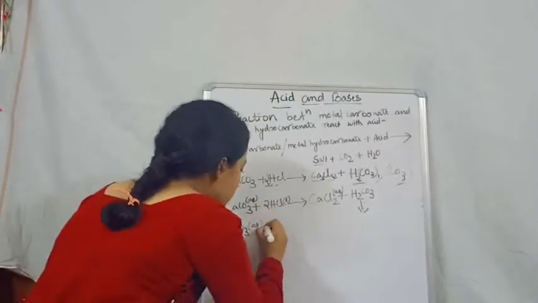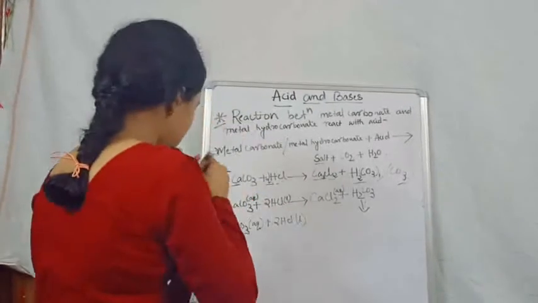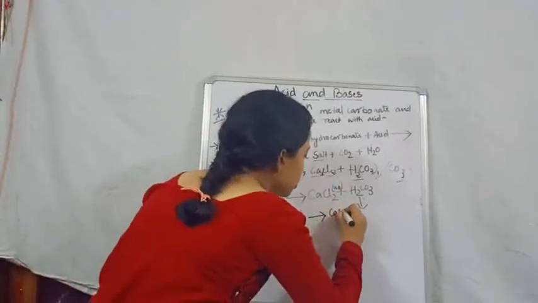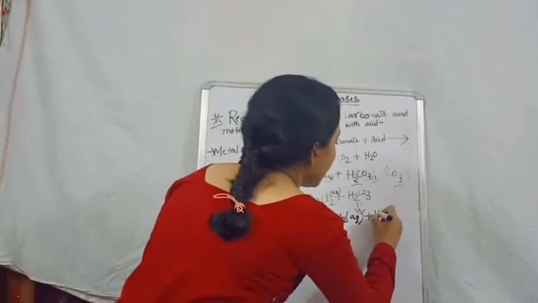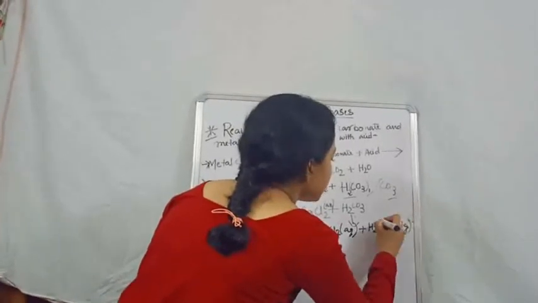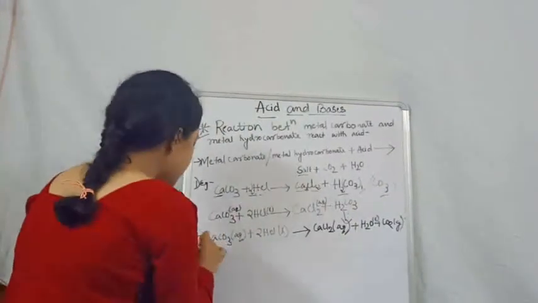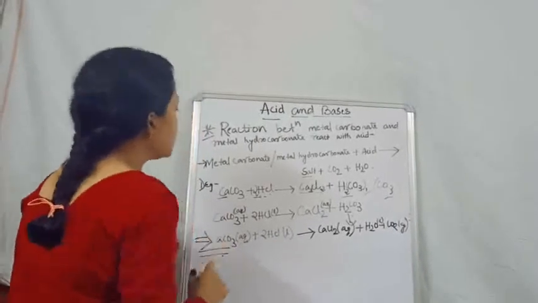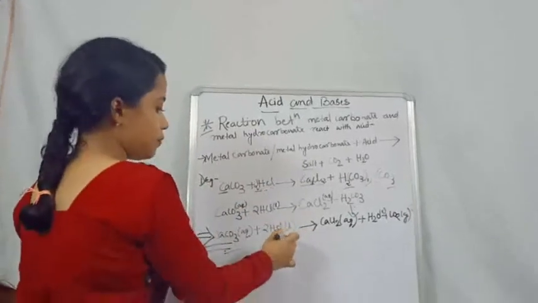calcium carbonate in aqueous form plus 2HCl in liquid and calcium chloride in aqueous form plus H2O plus CO2, which will be in gas state, and water will be in liquid state. So this is the exact reaction that is happening between metal carbonate and acid.